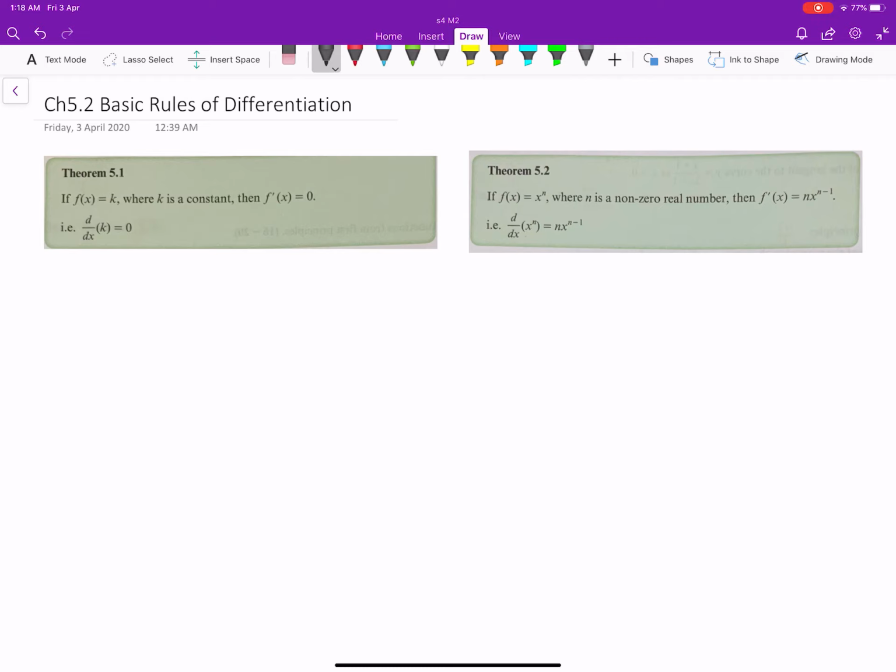Theorem 5.1: if f(x) is a constant function, then the derivative equals 0. First of all, we call this a constant function. It means the function is actually a constant number. So let's look at the proof.